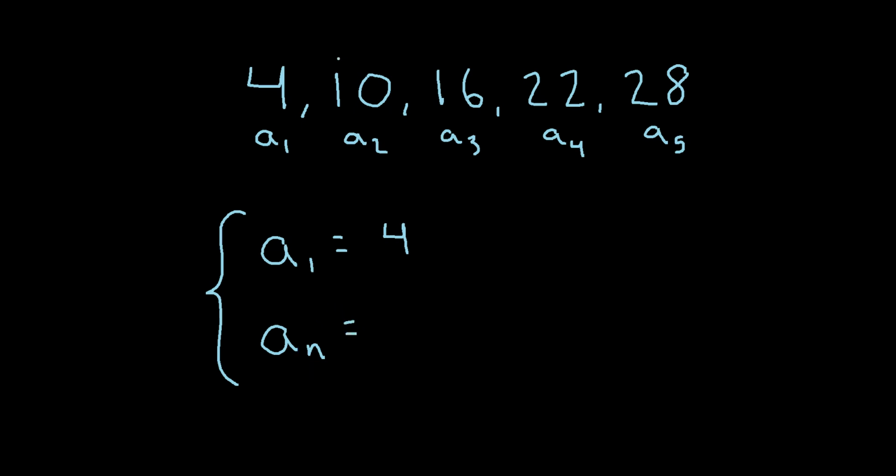So if we look at our sequence up here, let's ask ourselves, to go from 4 to 10, what do we have to do? Well, we have to add 6. Okay, what about to go from 10 to 16? Well, we have to add 6 again. To go from 16 to 22, we have to add 6. So we can see each time to get the next value in the sequence, we just need to add 6.